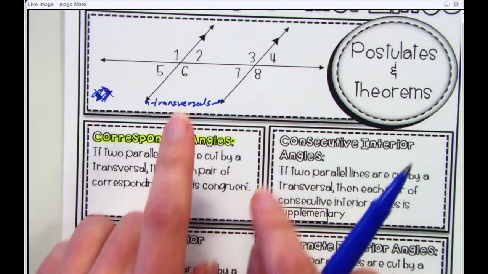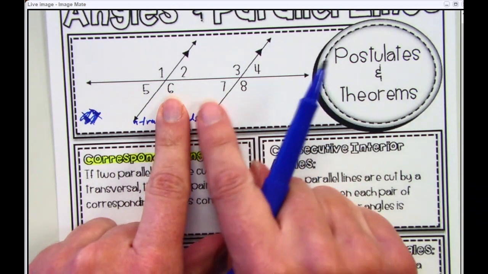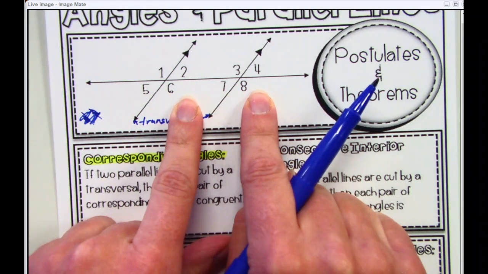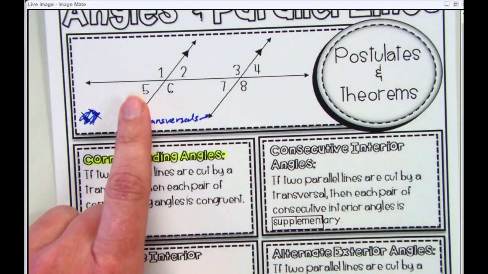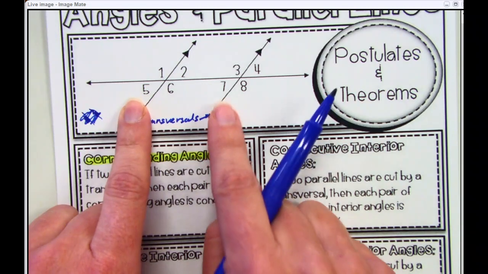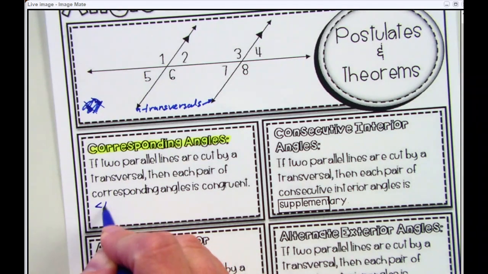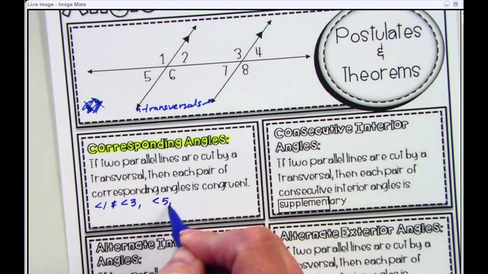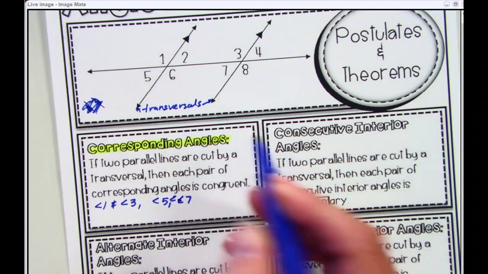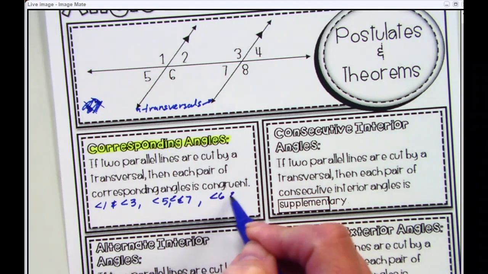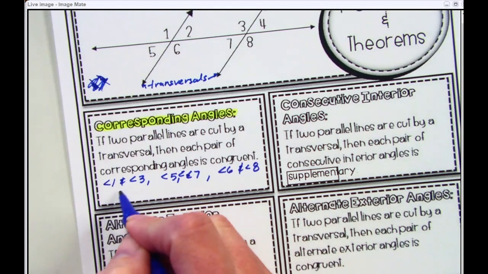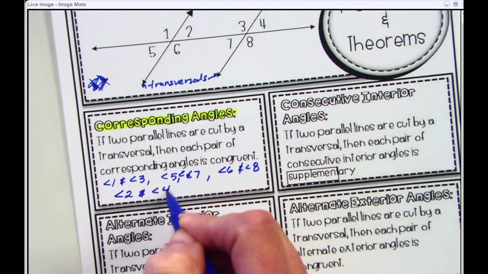So another pair of corresponding angles would be 6 and 8. They're below the line to the right of their transversal. You guys seeing where I'm going here? Another pair of corresponding angles would be 5 and what then? 5 and 7. Good. So we've got angle 1 and angle 3, angle 5 and angle 7, angle 6 and angle 8. I'm missing one pair. What is it? 2 and 4. Angle 2 and angle 4.